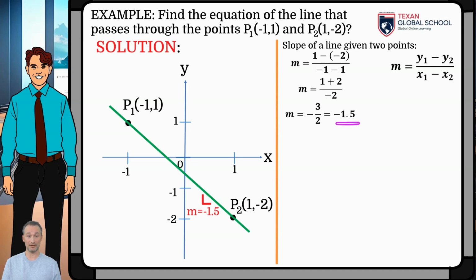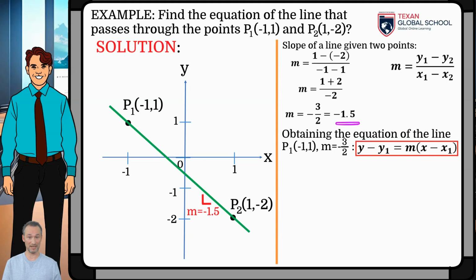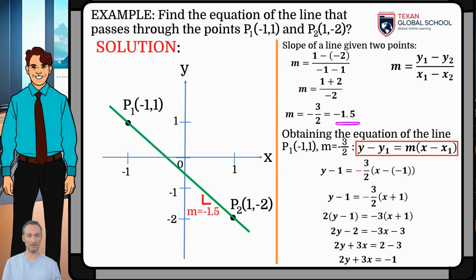Now, choose one of the points, and with the slope substitute in the formula to obtain the equation of a line. Hence, by substituting the point P1 of coordinates -1, 1, and its slope -3/2, we thus obtain an equation of the line, y plus 3x equal to -1. Likewise, as an additional exercise, you can obtain the same equation using the other given point with the calculated slope. It can be seen that the equation is the same.